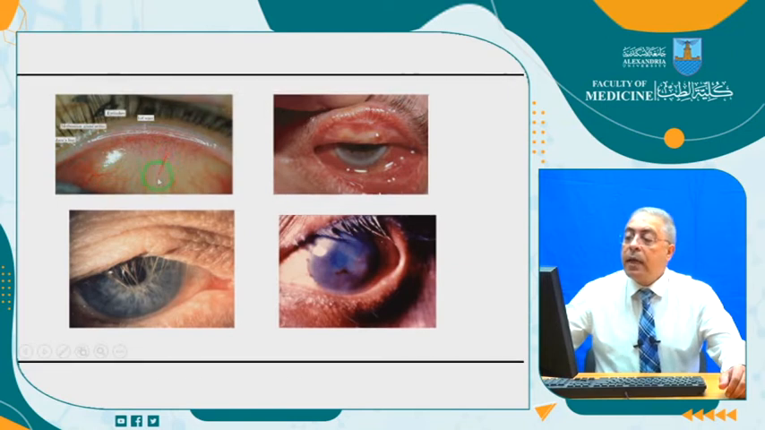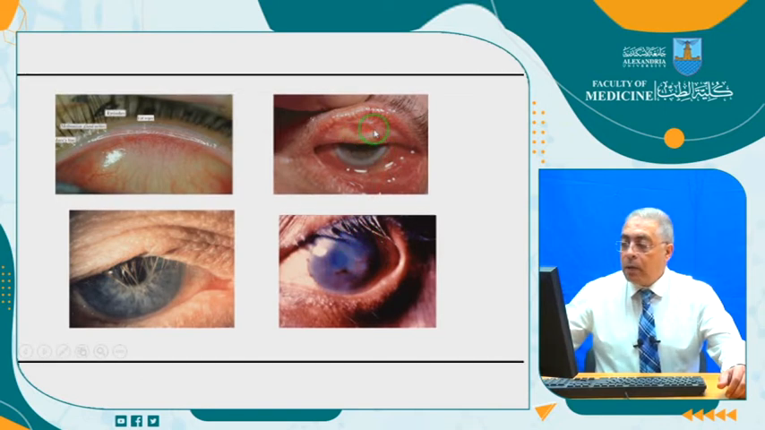We can see the nice appearance of the vessels. It's healthy vessels, healthy conjunctiva. But in cases of chronic infections, the vessels start to disappear and are replaced by this fibrous scar, and the lid margin starts to be rolled in. Lashes rub against the cornea, and the cornea starts to become opaque with keratitis and so on.